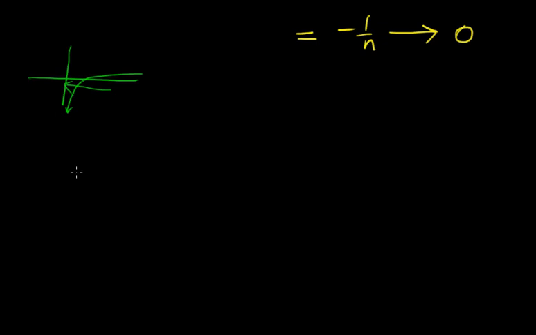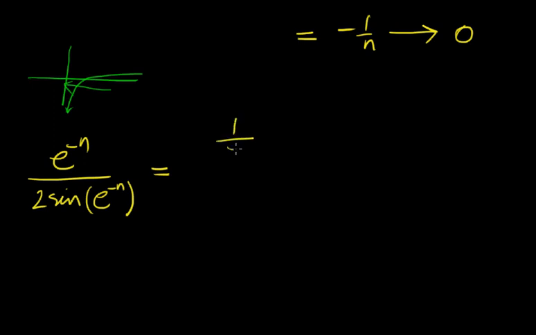So I've got more room here. I'll do one more example. You guys don't really have to watch this, but I suggest that you try each of these examples and make sure that you can do them. The last one, e to the minus n over 2 times the sine of e to the minus n. Now I would get rid of the minus factor in the exponent and write this as 1 over e to the n over 2 times the sine of 1 over e to the n.